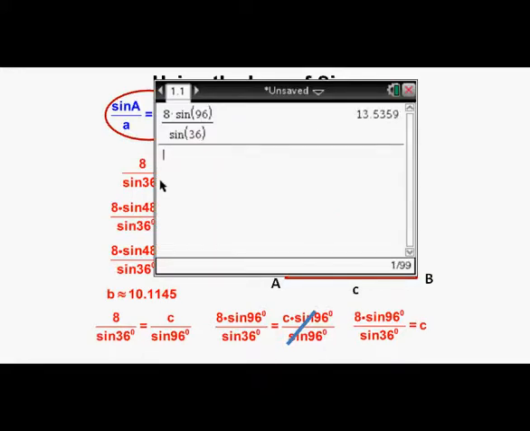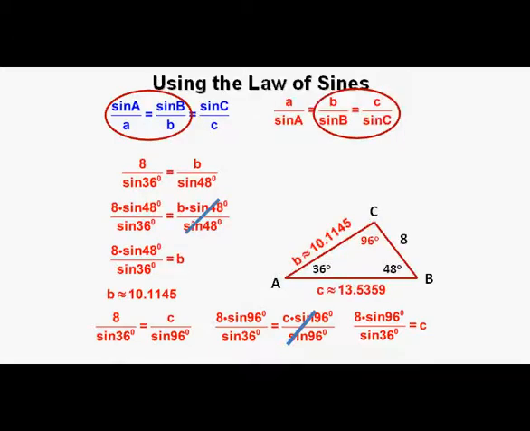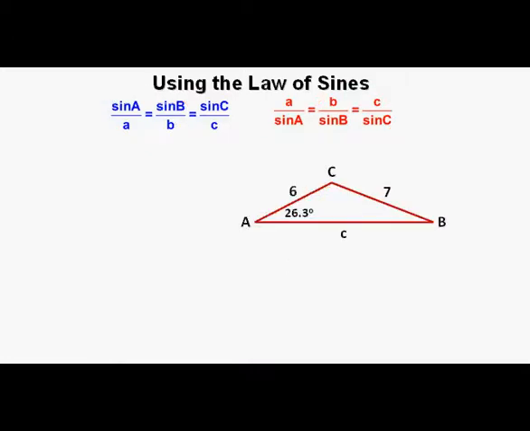Press enter. We get side c equal to approximately 13.5359 units in length. And we label that side length in our triangle at the bottom of the triangle. We now say that our triangle is solved, meaning that we have found all the sides and angles of the triangle. Let's look at another triangle.